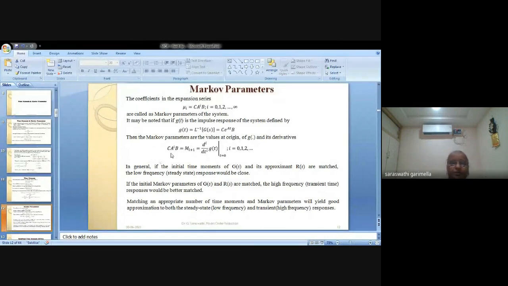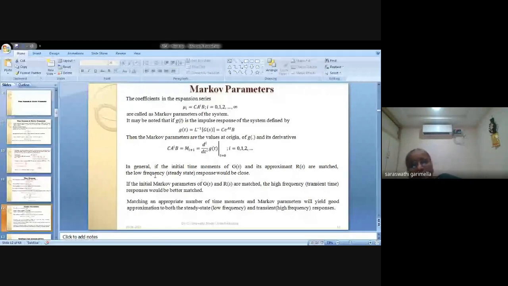So see this term, if you write m i plus 1 d to the power of i. So these are the things which we derived. Actually, when I'm going to redefine, I wanted to take it in differentiation or integration form. So I considered it in this form. So at t equal to 0, this is the m i plus 1. So these are the Markov parameters. M stands for Markov parameters, T stands for time moments.